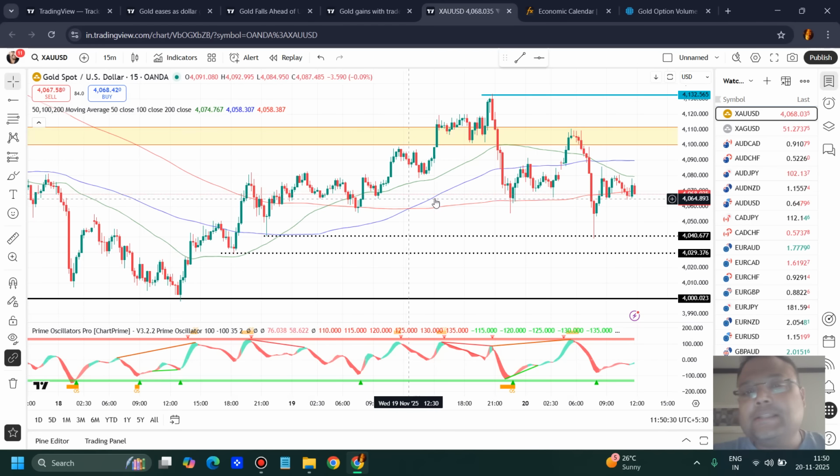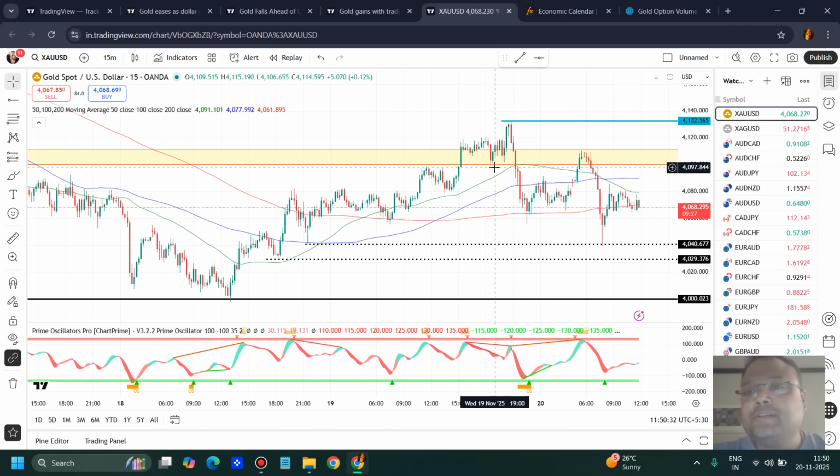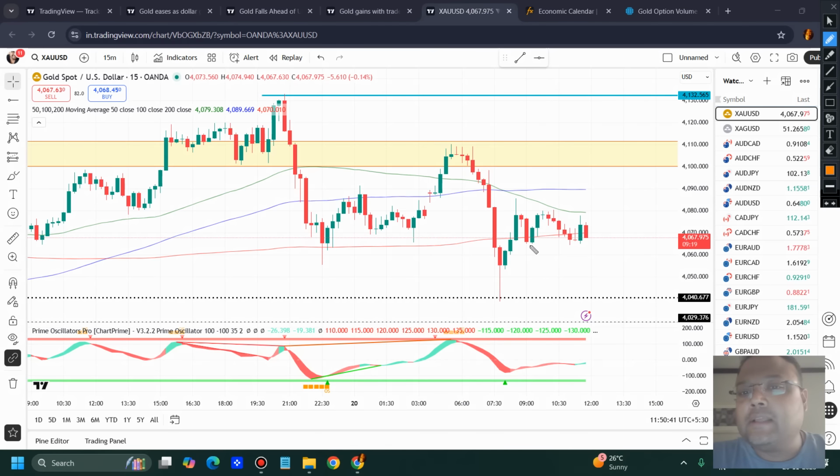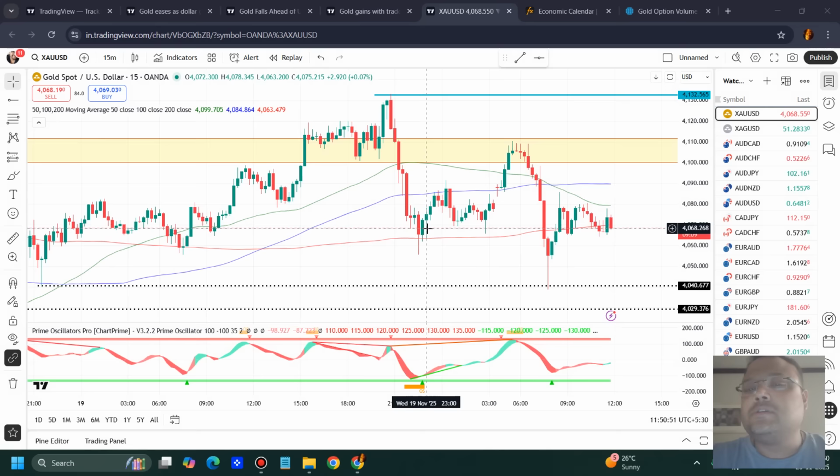And technically we can see the market is sideways. So if you're a day trader or scalper, then you can look for a sell below the 4063 area as well. Now we can see the market is trying to go down. If the market dips, you can look for a sell position of 70 to 80 pips. That's it. In a market situation like this, if you can score 70 to 80 pips also, it is good enough.